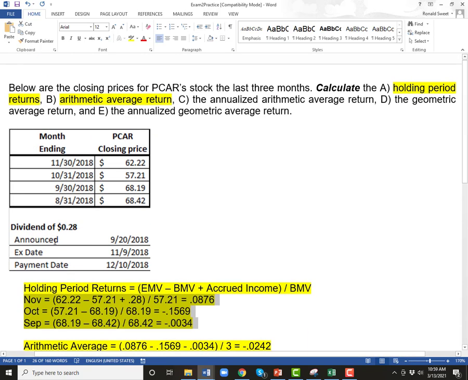There's the arithmetic, very straightforward. Make sure you put the footnote on there. I do count that on the exam. Now the geometric is more difficult.